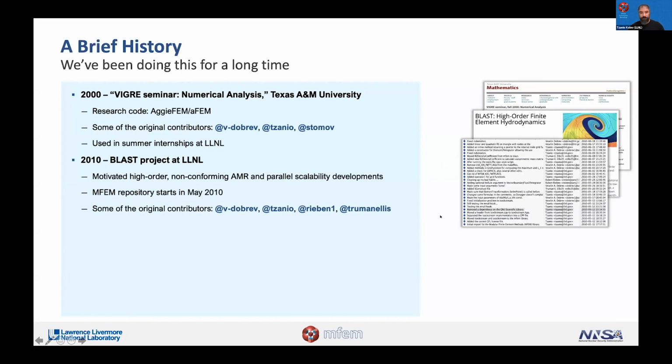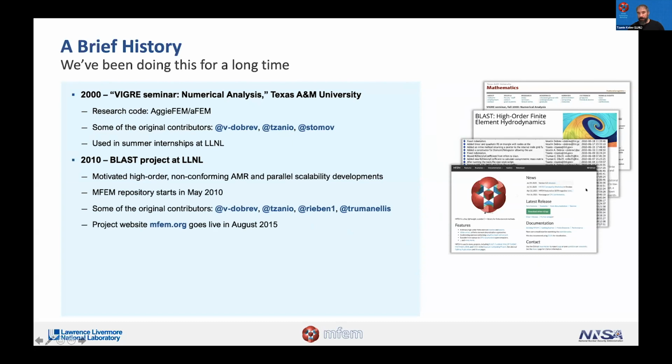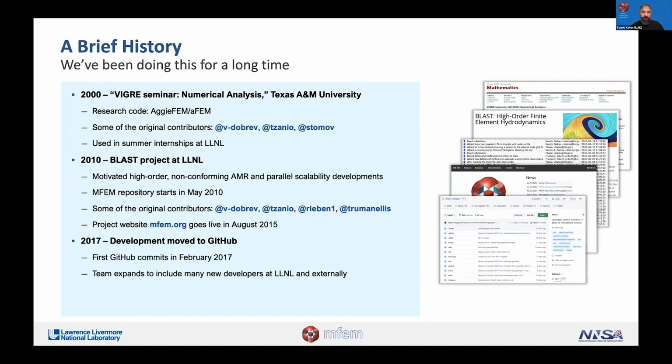Vessel and me and Rob and Truman and many other folks joined after that. And the website went live in 2015. In the beginning, we were developing internally and just pushing the releases to GitHub. In 2017, so 4 years ago, we actually moved the whole development to GitHub. So MFEM now is being developed fully open. Everything we do is directly pushed on GitHub.